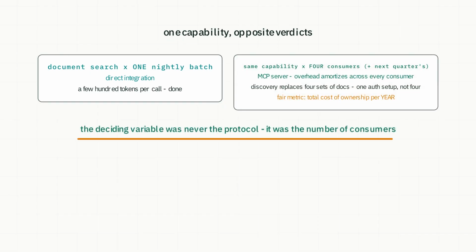Now the MCP server's overhead amortizes across every consumer. Discovery replaces 4 sets of integration docs. 1 authentication setup replaces 4 credential reviews. And the fair comparison isn't tokens per call anymore, it's total cost of ownership per year. Same capability, opposite verdicts, and the deciding variable was never the protocol. It was the number of consumers. Count consumers first, choose protocol second.